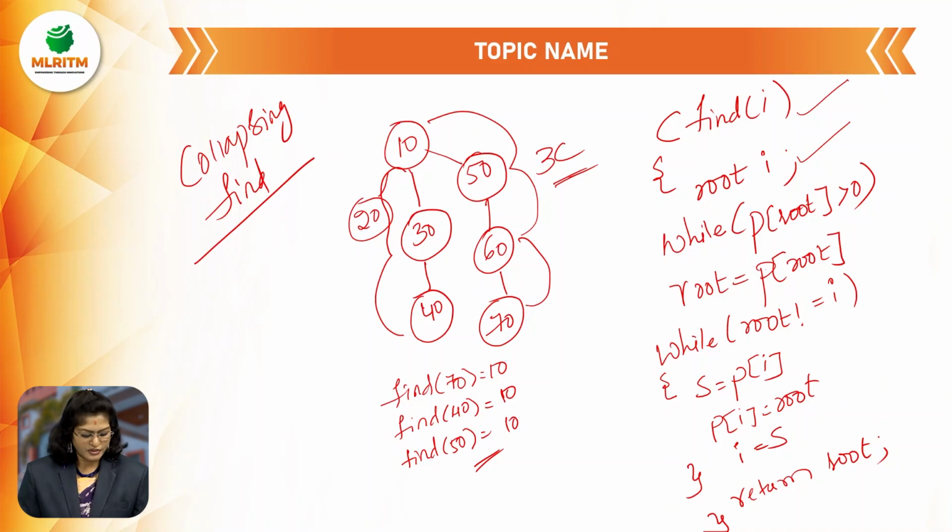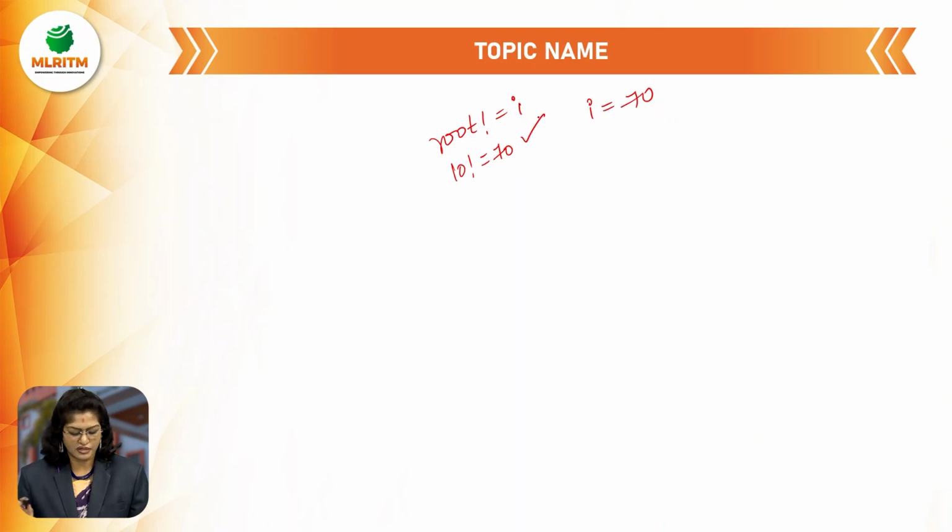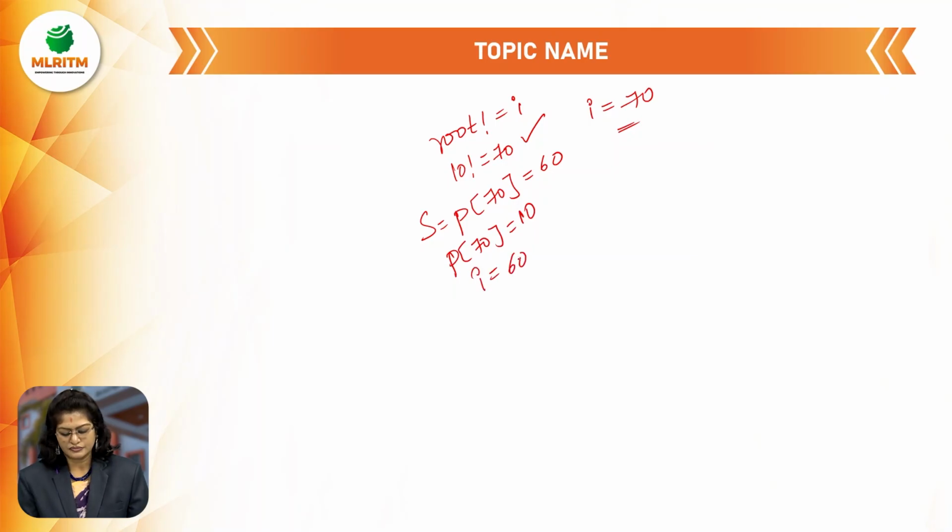Now we'll check it out with a simple example. The first one, root I we have taken. Root I is not equals to I. So the first I value is 70 that we have taken. Now 10 not equals to 70? Yes, root 10 is not equals to 70. Then S equals P of 70, which is 60. Same algorithm: P of 70, that we have taken as I value, that value is 60. And now P of 70 equals 10. So I equals 60. This is the first procedure completed, the main 3 steps.